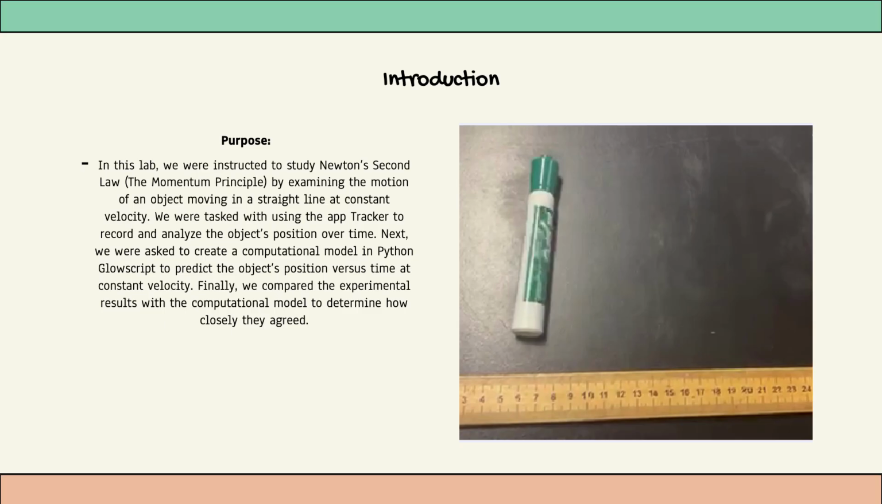In this lab, we were instructed to study Newton's second law, also known as the momentum principle. By examining the motion of an object moving in a straight line at constant velocity, we were tasked with using the app Tracker to record and analyze the object's position over time. Next, we were asked to create a computational model in Python GlowScript to predict the object's position versus time at constant velocity. Finally, we compared the experimental results with the computational model to determine how closely they agreed.